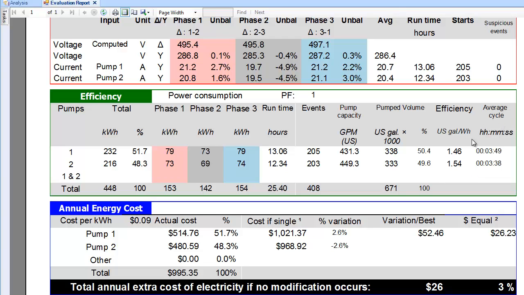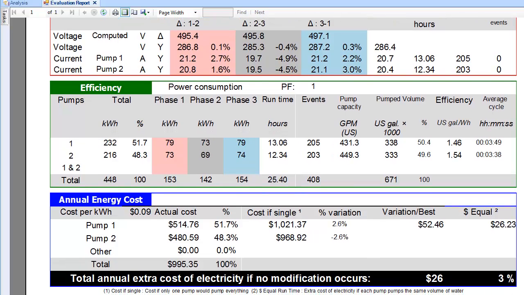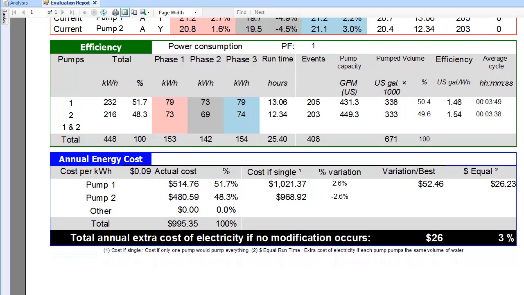The average cycle time is shown here. Pump 1 cycle time is 3 minutes and 49 seconds, and the average cycle time for pump 2 is 3 minutes and 38 seconds. Very good information. Both of these are very close to each other. It means these pumps are in good shape. And I understand from the rep that this was a fairly new station.